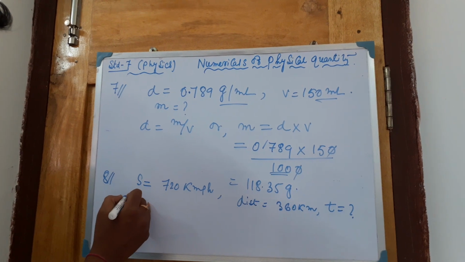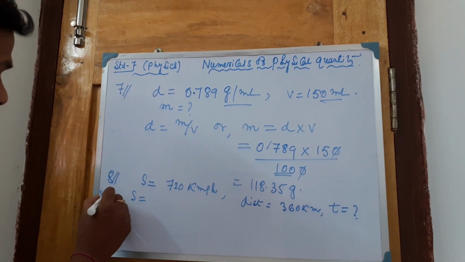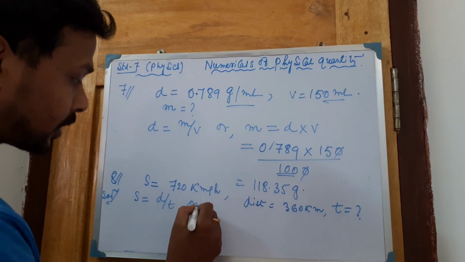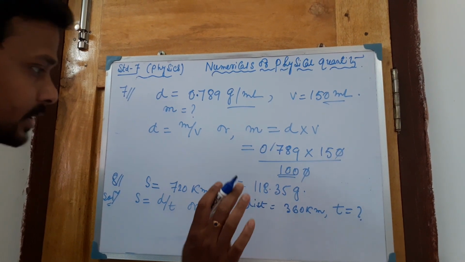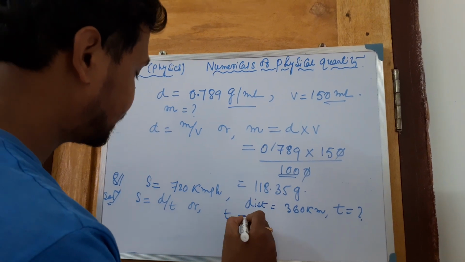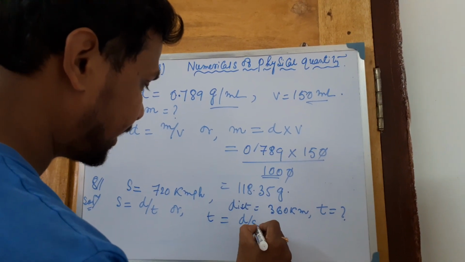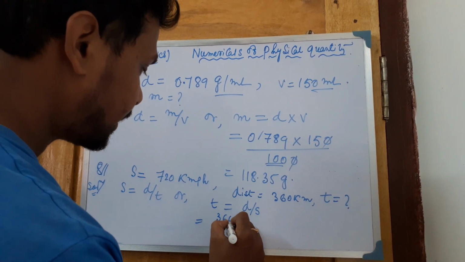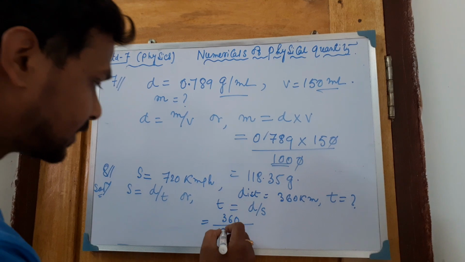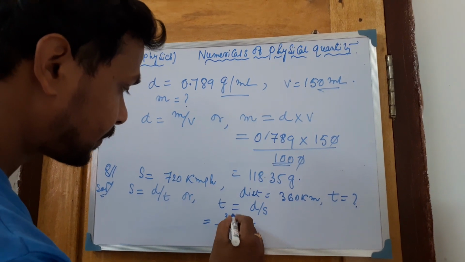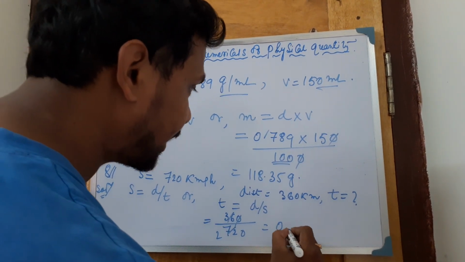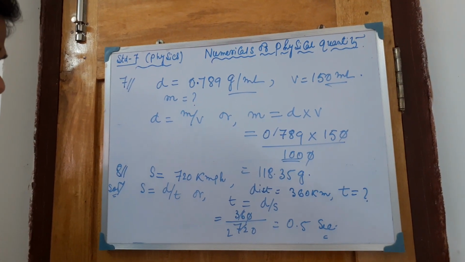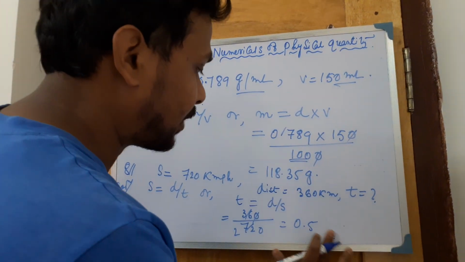So the formula is: speed is equal to distance by time. Here d is not density, d is the distance. Just don't be confused by that. So t is equal to distance divided by speed. Distance is 360 divided by 720. So 0.5 will be the answer, half an hour, since they are asking in hours, so you can write hour.